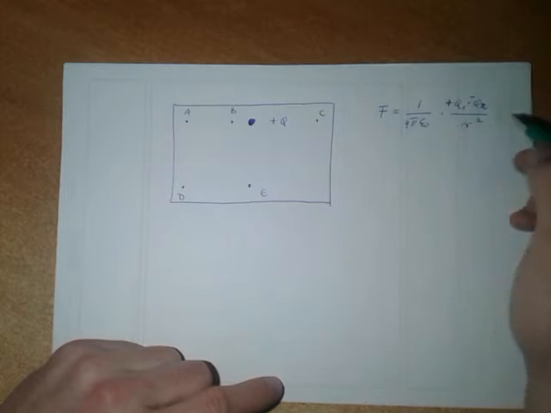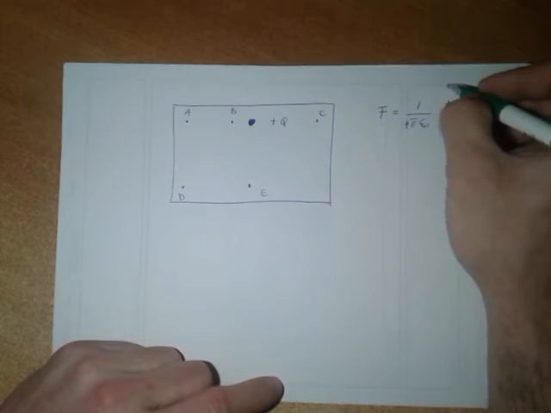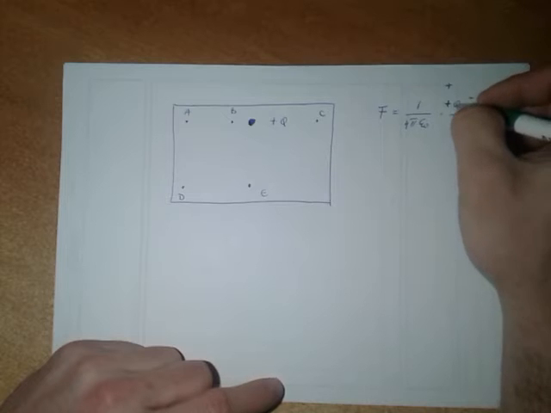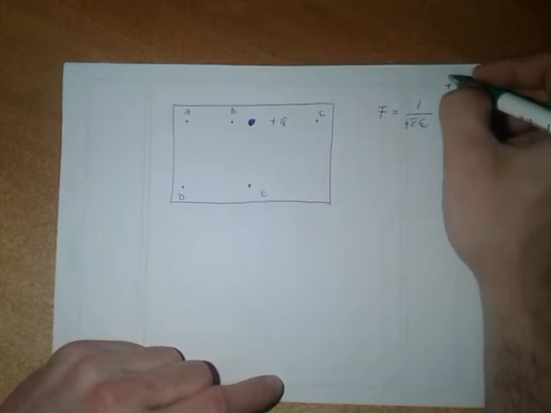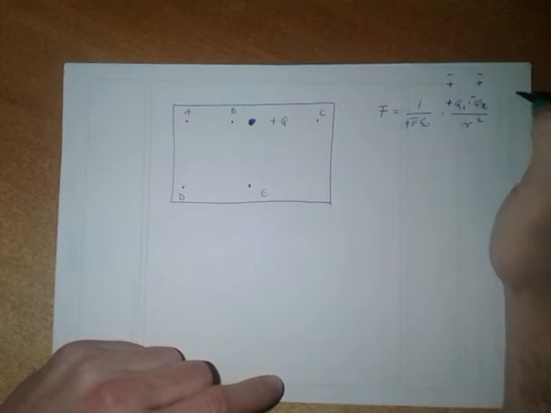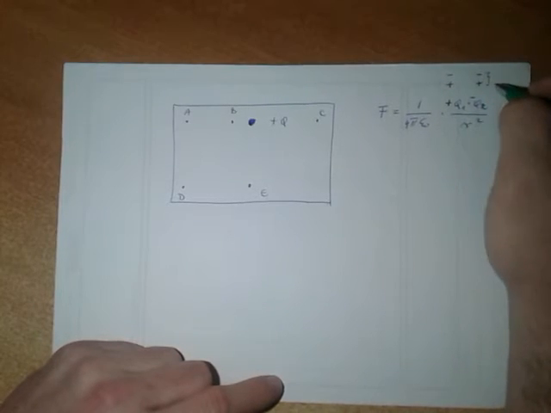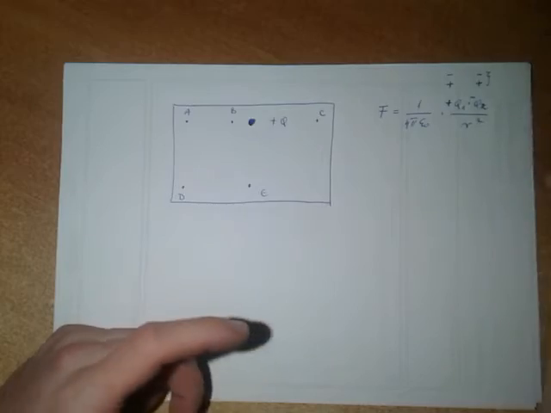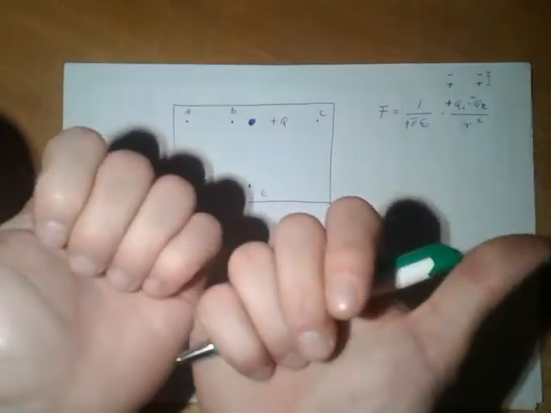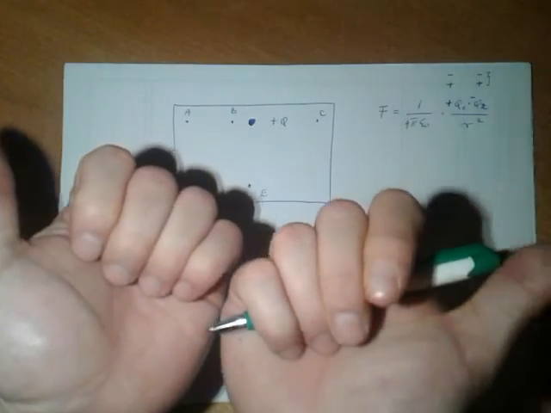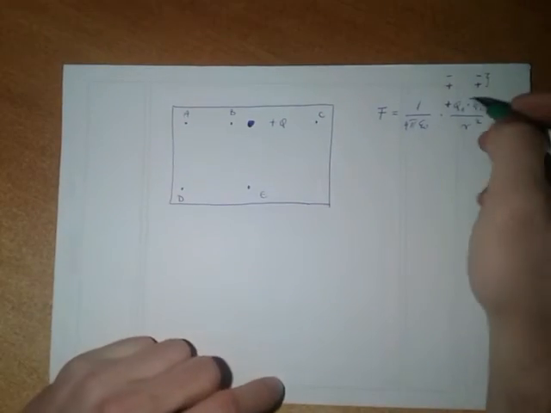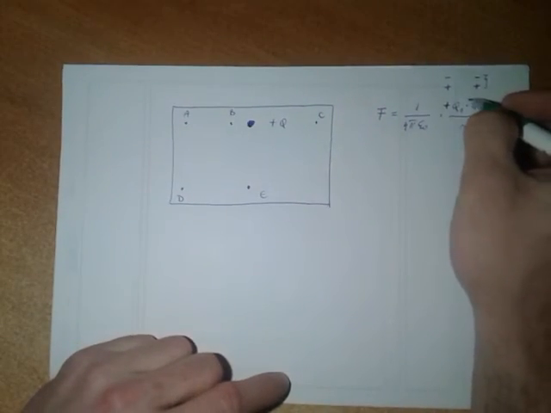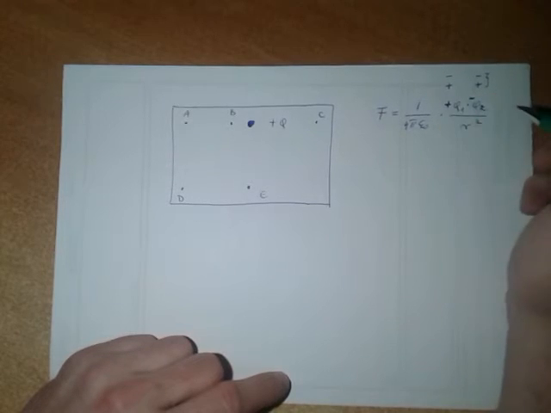If both charges were positive or both negative, in these two cases, the force would be repellent. In other words, they would repel. But in our case, we have a positive and a negative charge.